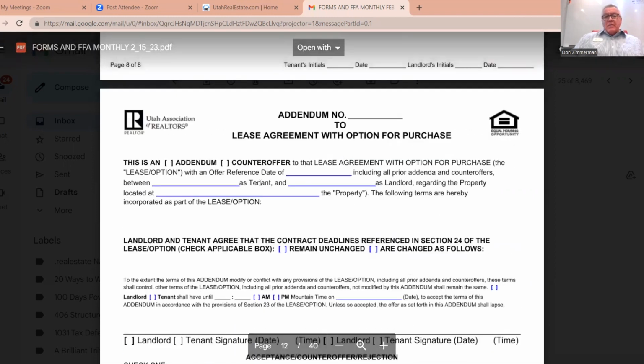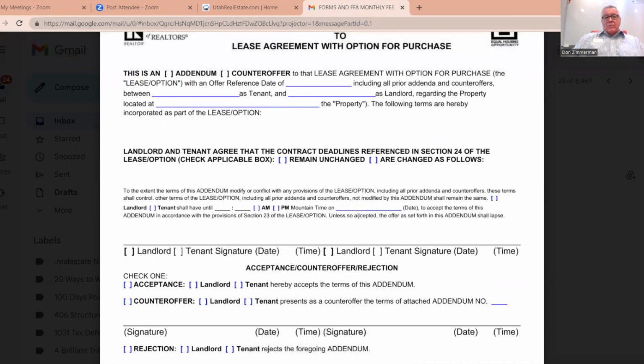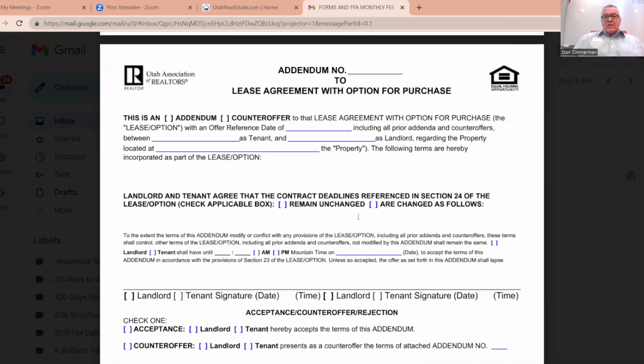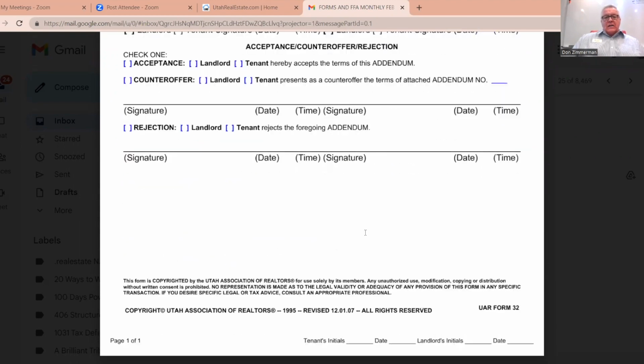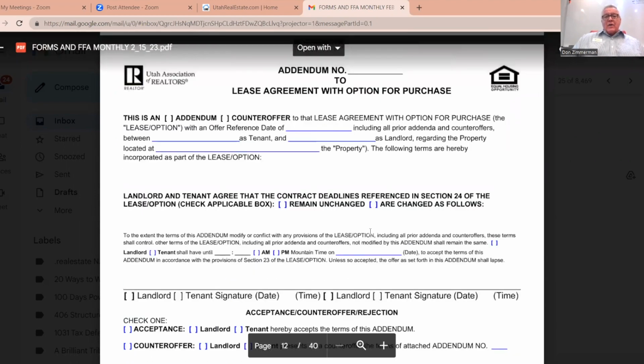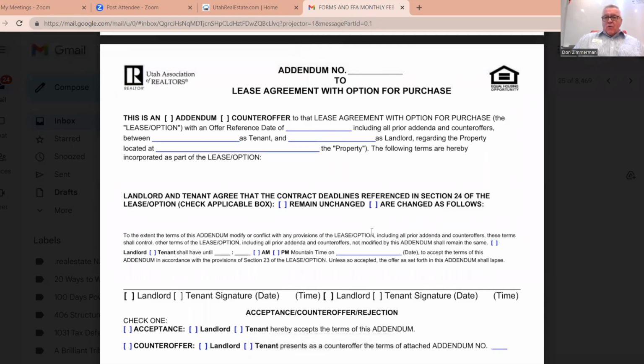This is the addendum that you would use for the lease agreement with option for purchase. This is the particular agreement that you should use, because it has some verbiage in it that will protect everybody. The Division of Real Estate says, if there is a form that is approved by the state of Utah, and it satisfies what you're trying to do, you must use that form. Or, there is an or, you can use a form that is written by an attorney.